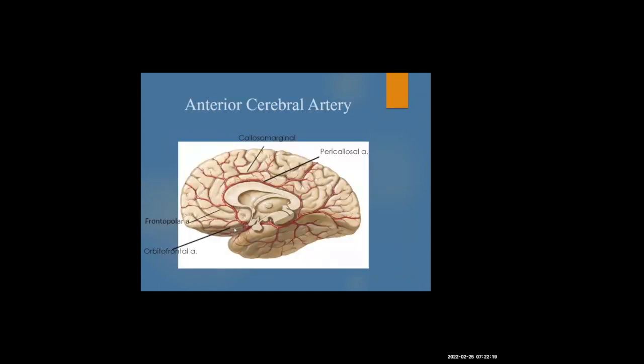Okay, so as we move more distally along the A2 ACA, there's two more named branches to be familiar with. There's an orbital frontal artery, which comes off here. This is the orbital frontal artery, and then it bifurcates into multiple cortical branches. It supplies the gyrus rectus along the inferior frontal lobes. Then you have a frontal polar artery, which is an artery that comes off and supplies the mesial portions of the frontal lobe here. So those are two named branches along the A2 ACA.